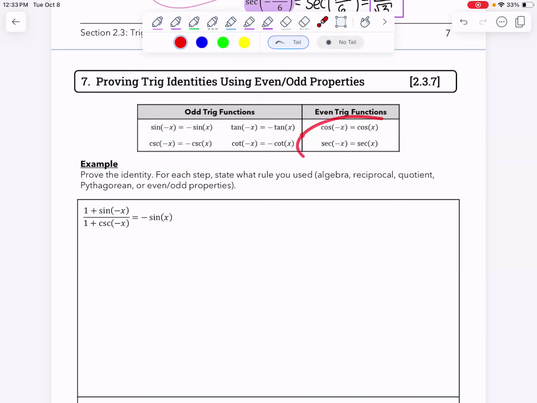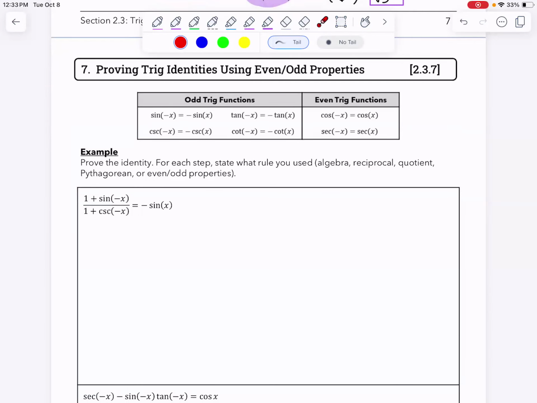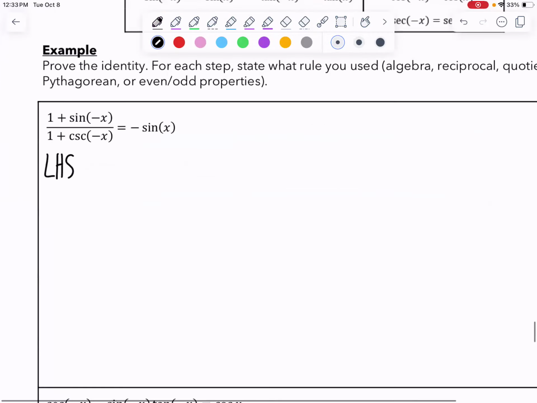And then cosine and secant, soulmates, they are even functions, which means that if there's a negative on the inside, you can just destroy it and pretend it was never there. So we're going to use these properties and prove identities. Same thing we were doing before, starting with the left-hand side. Let's see, make that a little smaller.